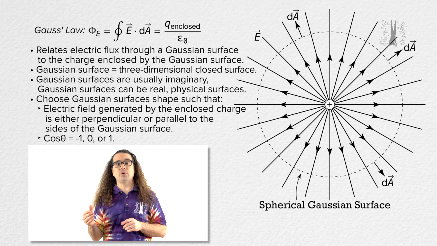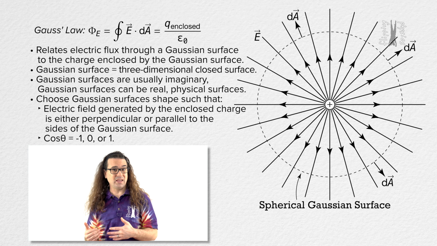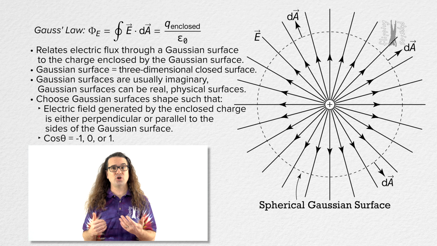You can see that we did this in our previous example because the Gaussian surface we chose was a sphere concentric with the point charge. The electric field and the area vector were always in the same direction, giving an angle of 0 degrees in the dot product.